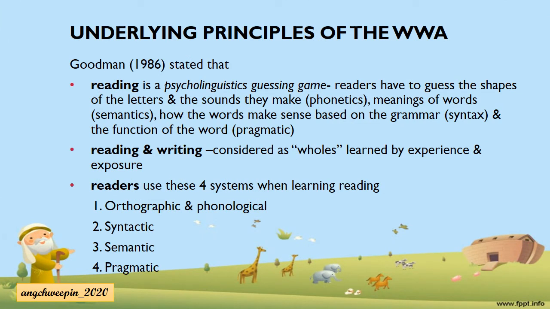Goodman in 1986 stated that reading is a psycholinguistic guessing game, where readers have to guess the shapes of the letters and the sounds they make, phonetics, meanings of words, semantics, how the words make sense based on the grammar, syntax, and the function of the word, pragmatic. Reading and writing, according to Goodman, is considered as wholes learned by experience and exposure. Readers use these four systems when learning reading. There are orthographic and phonological, syntactic, semantic, and pragmatic.